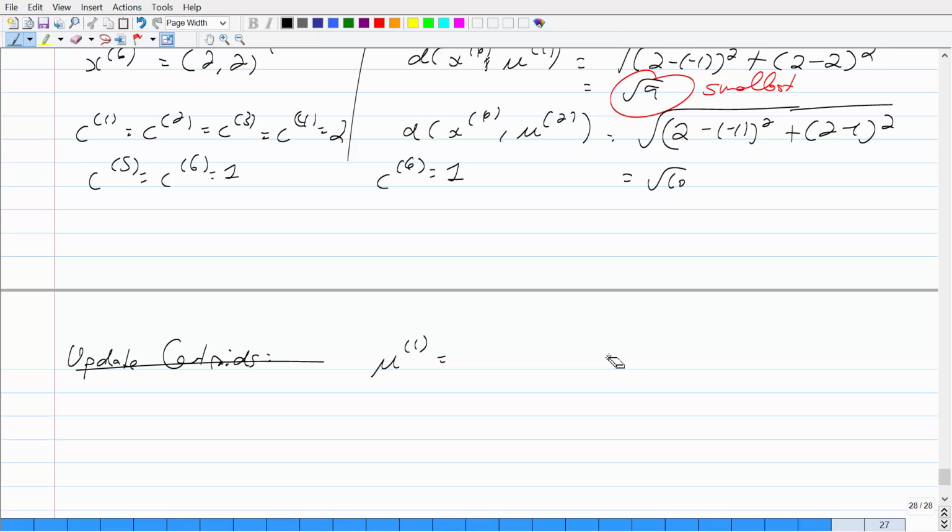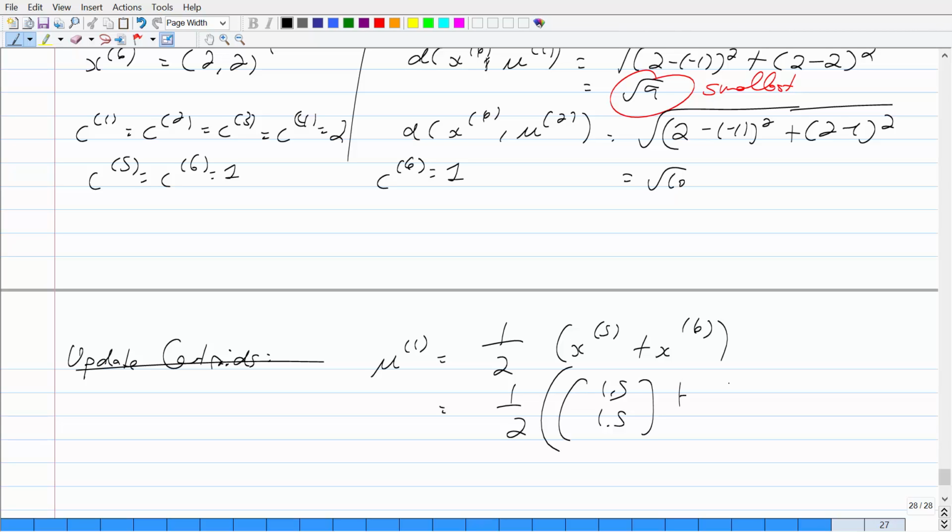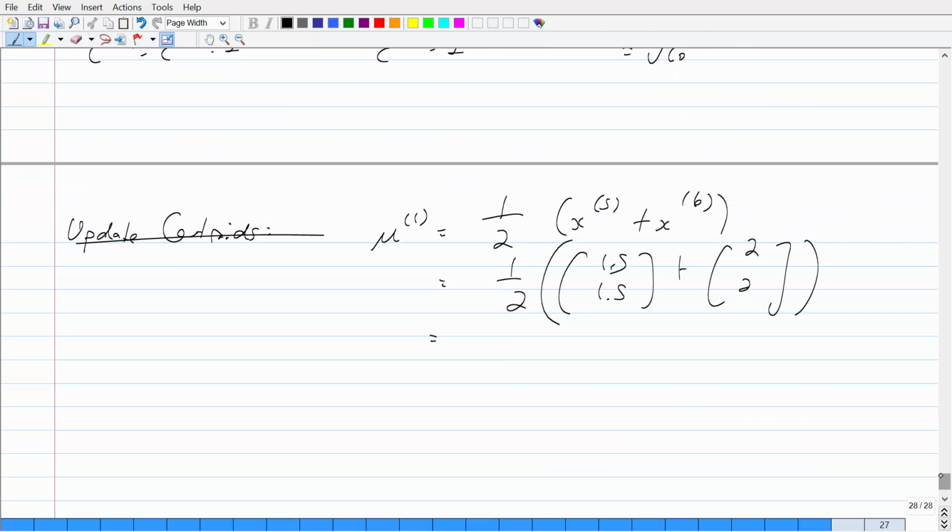So you want to find the average. There are 2 examples in this cluster altogether, so you have 1 over 2, and then x of 5 plus x of 6. Okay, so that is the update step. So 1 over 2, x of 5 was equal to 1.5 and 2. When you calculate this, the actual output, I think it's 1.875 or something like that. So, yep, it's 1.75, sorry.